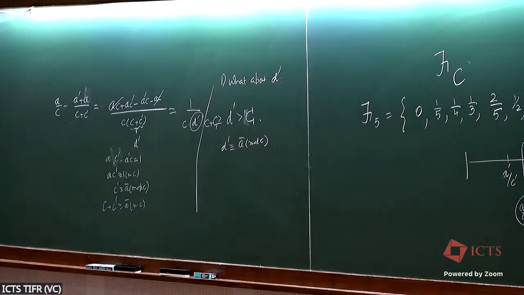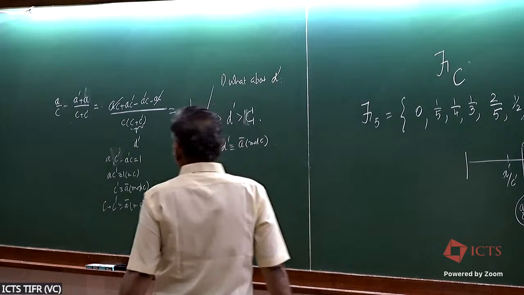And the distance is 1 over CD dash. And therefore, the distance is only a function of A and C. Nothing more than that. Is it okay? Good. And now we go.